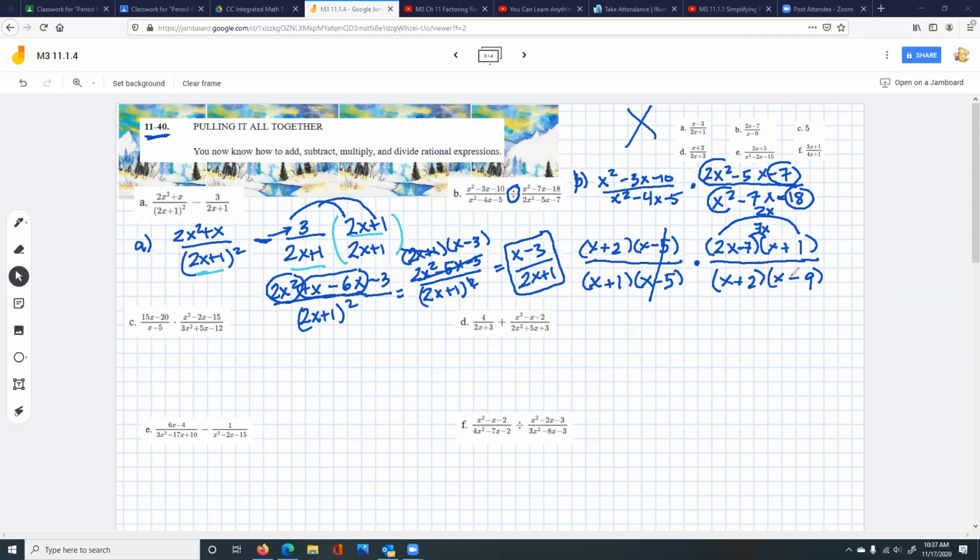Look for anything that you can cancel. I can't cancel anything like this, but I do see an x plus 2 here and here. I see an x plus 1 here and here. And that leaves me with these two. So my answer is going to be 2x minus 7 over x minus 9. I have some room, so I'll put excluded value x equals 9, right? If this is a 9, then we're getting a 0 there. But please box your answers so it's easy for me to see and grade.